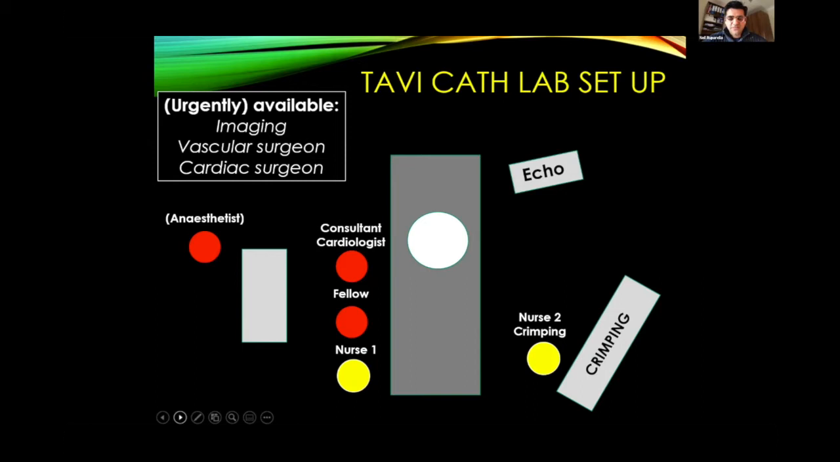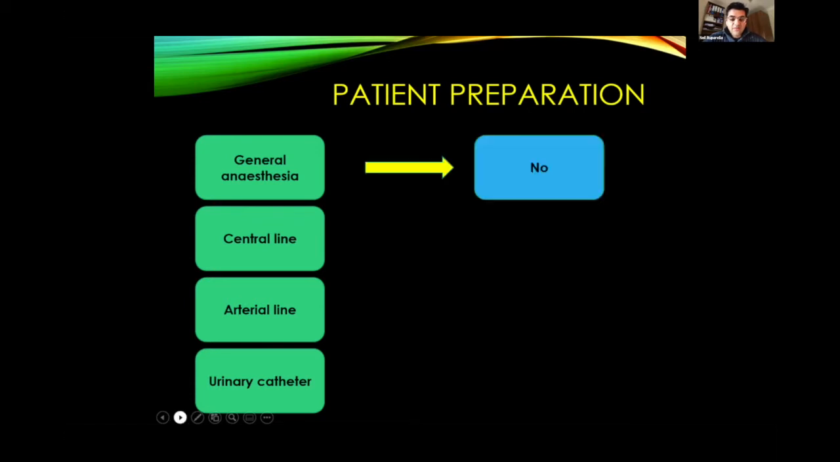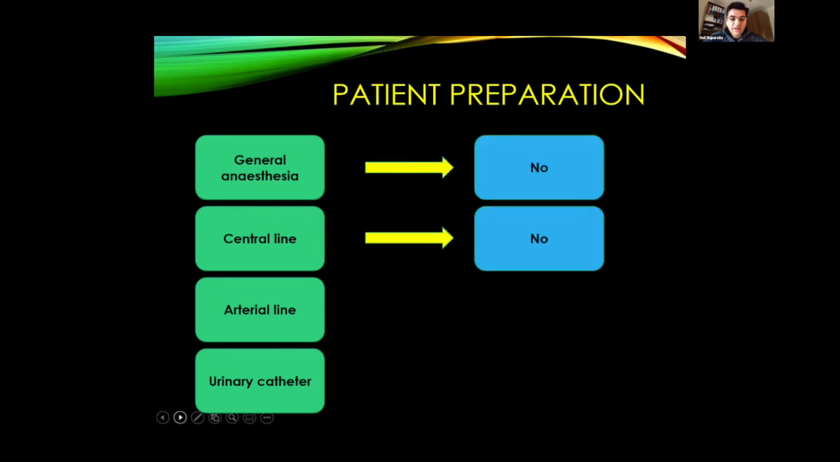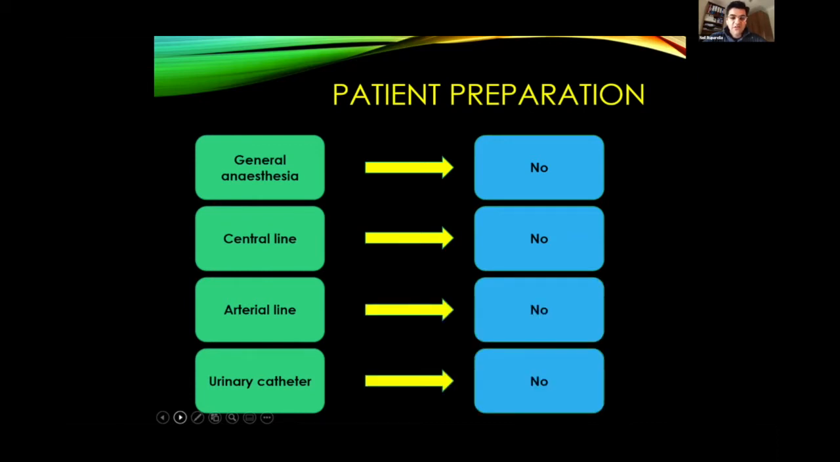Next slide. With regards to patient preparation as well, previously patients had a general anaesthetic with central and arterial lines and urinary catheters. We really don't do any of these things now. Most cases are done under a local anaesthetic. There's no central line, no arterial line, no urinary catheter. And most procedures now, in an uncomplicated fashion, last no longer than 30 or 40 minutes from skin to skin.